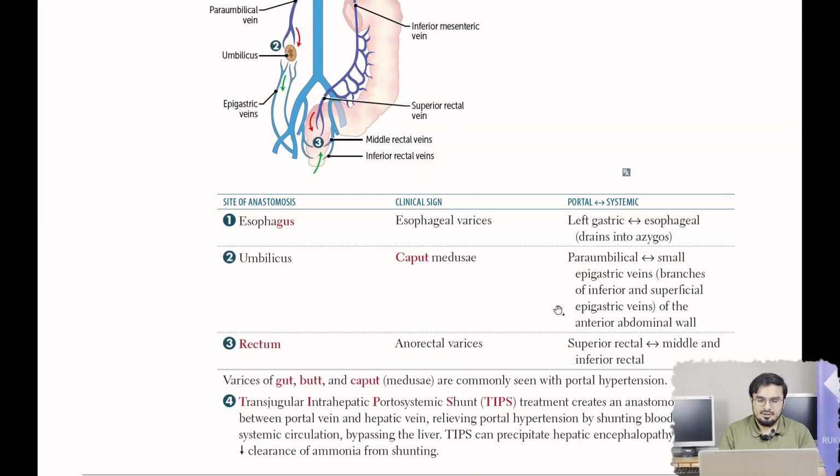The rectal varices that happen, they're very high yield in terms of scenarios that include internal hemorrhoids or external hemorrhoids. So they're gonna appear in your surgical part of a USMLE exam.